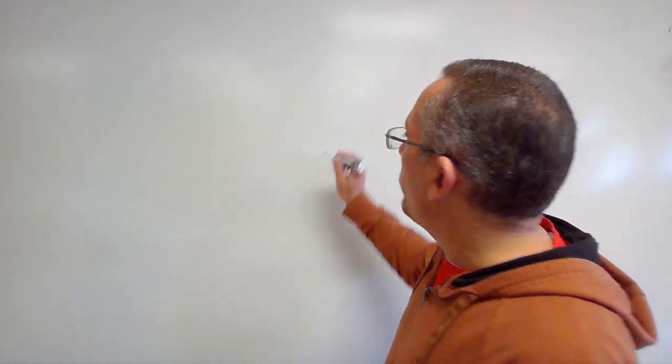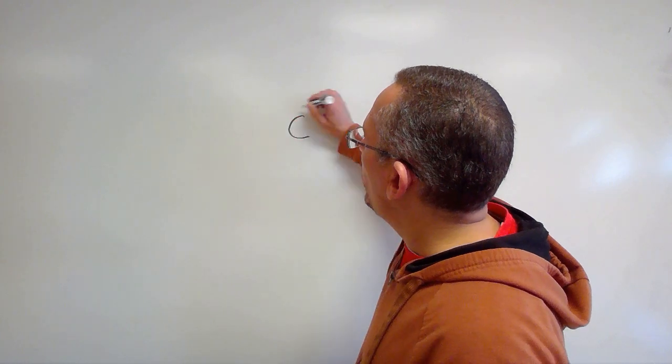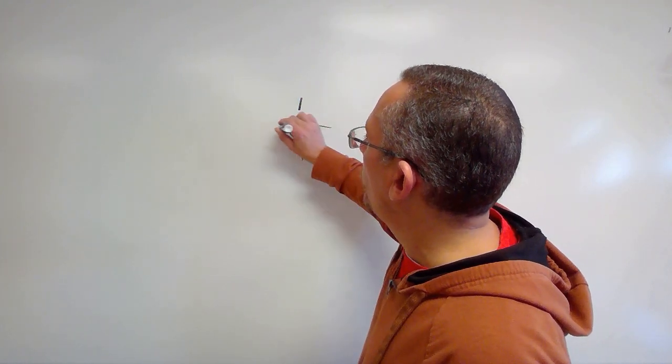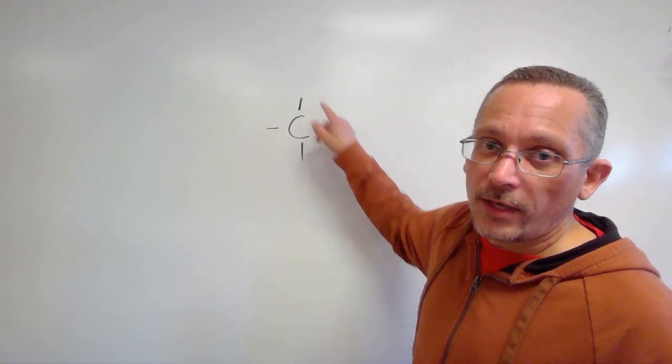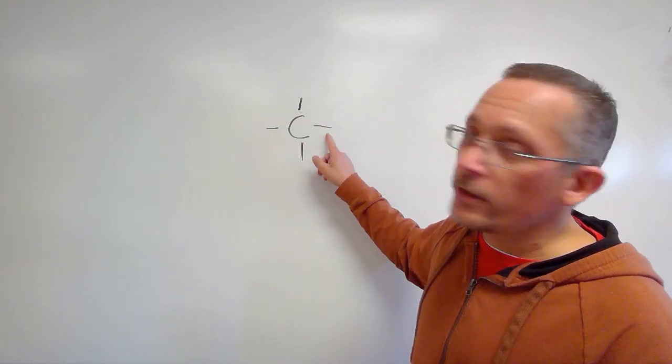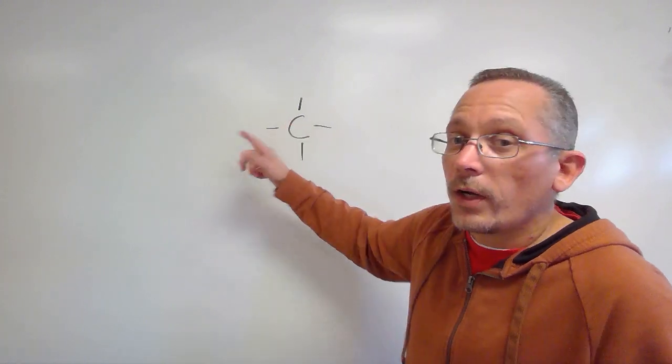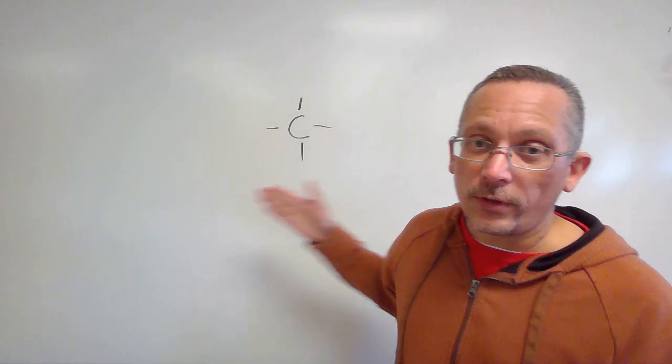Let's talk for a second about what carbon often does. Carbon is unique because it can make 4 different covalent bonds. So if I have a carbon atom, it can make 4 different bonds. Maybe one of these bonds is a double bond and then it makes 3 other bonds. Maybe one of these bonds is a triple bond and then it makes only 1 other bond. But it can make 4 different bonds.